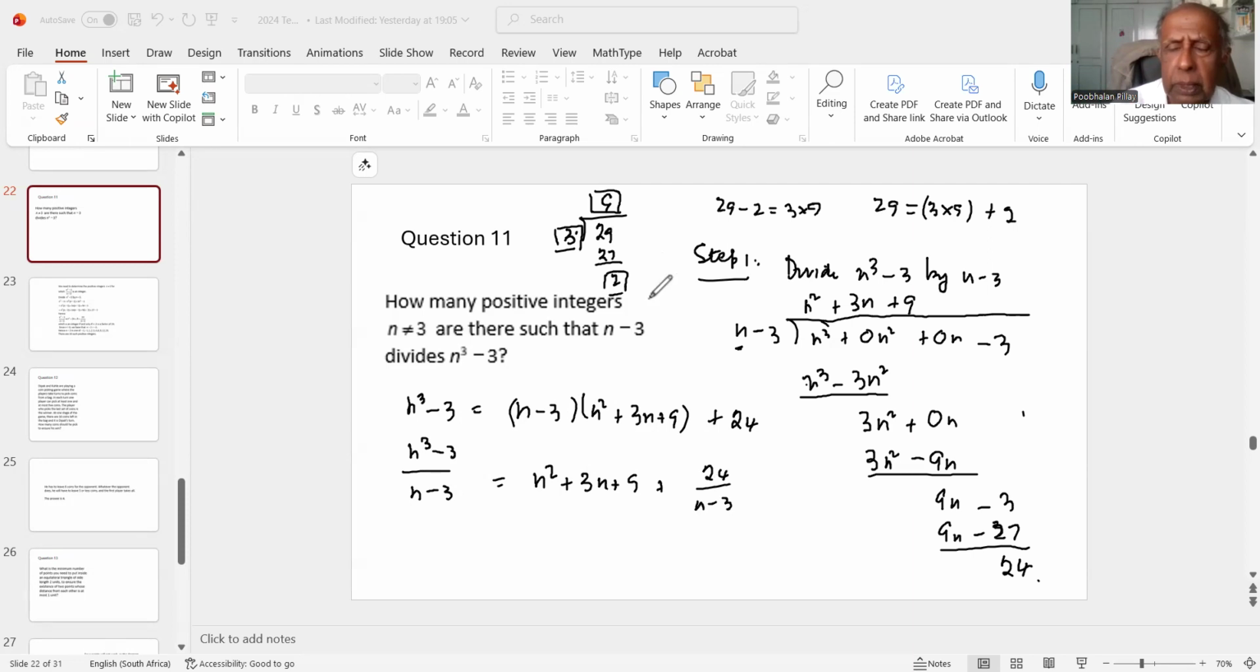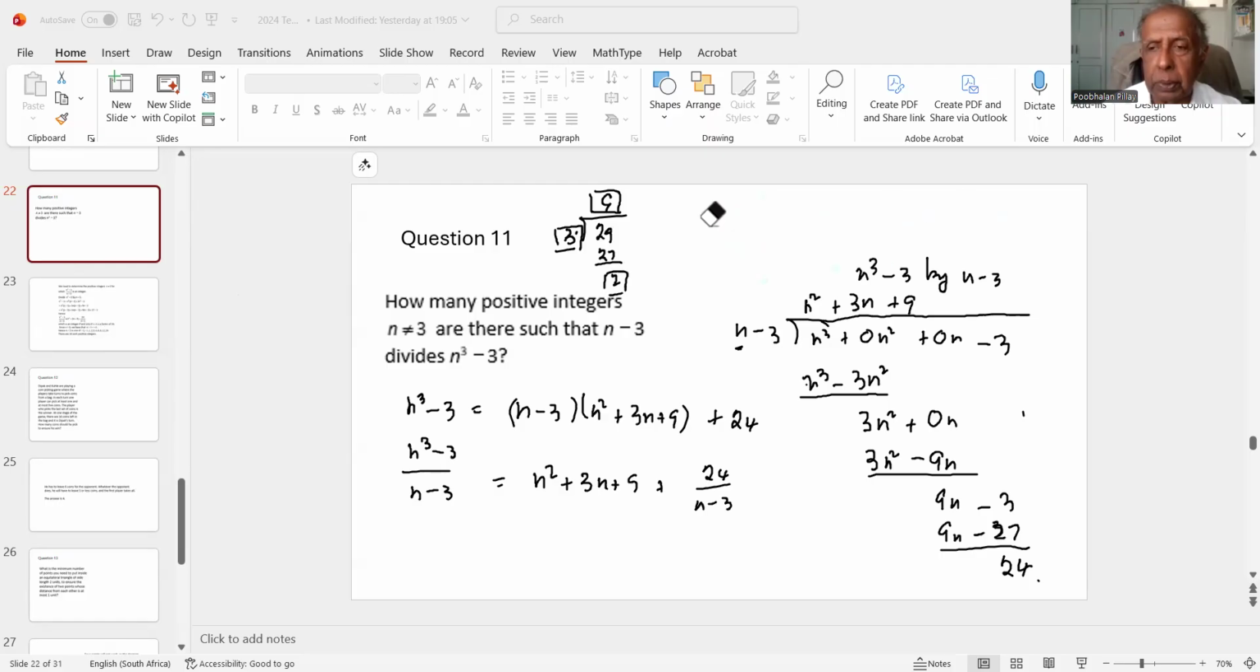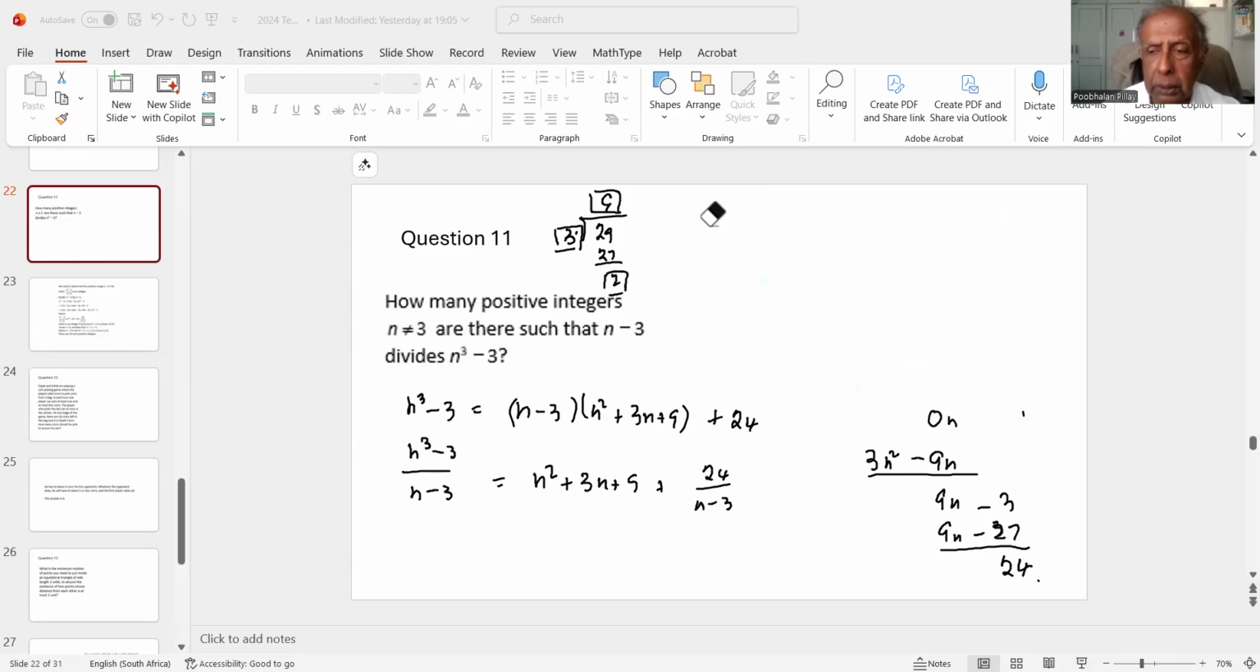Now, I want you to understand this question. I should have said this earlier on. I put down step 1, but I didn't put step 2 and step 3. Okay, step 2 will be you multiply your quotient and your divisor, multiply the two and add the remainder, and you'll get the original number. This times this plus 2 is the original. That should have been step 2.